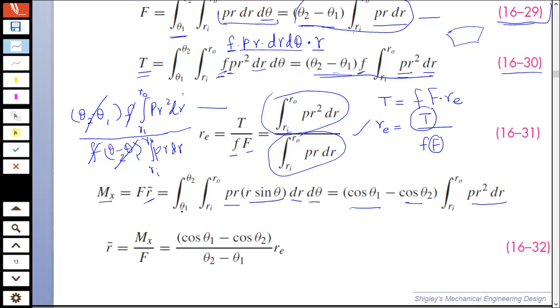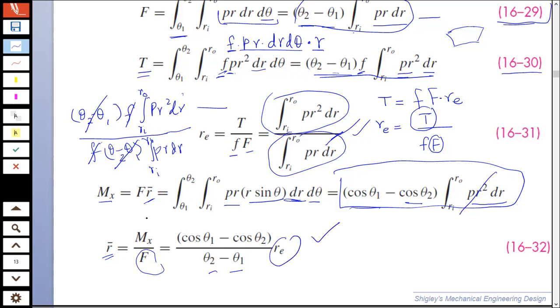और मैं कह सकता हूँ कि मेरा R bar जो है, since R bar is M x over F, तो M x की वैल्यू आप ये डालें, this is your value of M x, and put the value of F. तो F की भी वैल्यू डालें तो बाकी चीज़ें कैंसिल हो जाएँगी, integral from R i to R naught and P R squared cancel हो जाएगा F के साथ, and you will be left with cos of theta 1 minus cos of theta 2 over theta 2 minus theta 1, times R e ये बन जाएगा। ठीक है जी। So now we have the equations for the actuation force, the torque, the equivalent R, the moment and R bar.